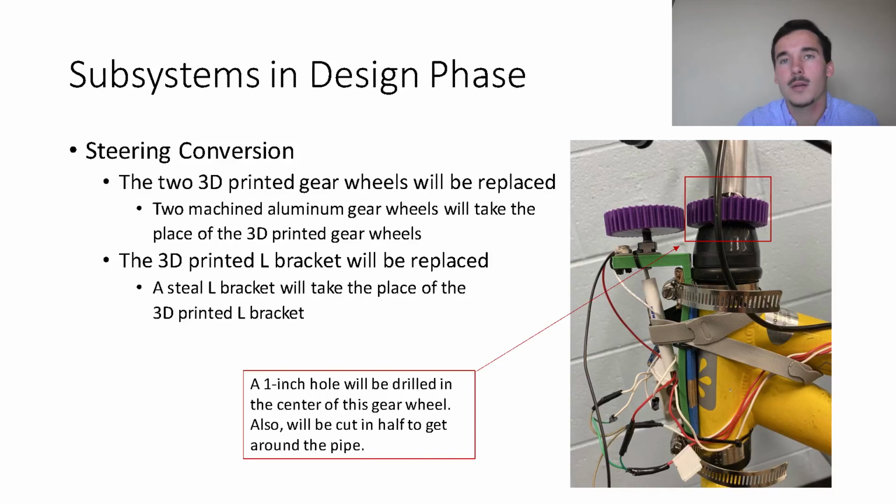Because it is metal, you would have enough force in the metal that you could bend it to where the gears would be tightly pressed against each other. And then for the gear that is going to be around the steering column, there will be a 1 inch hole cut in the center of it, and it will also be cut in half to be able to go around the steering column.